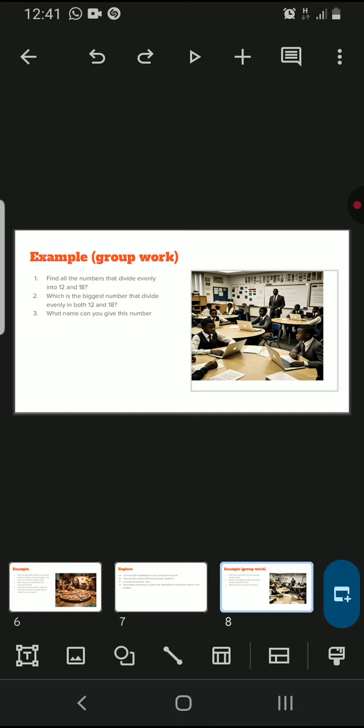Then we ask them for a name. At this stage, the children do not know that we are learning highest common factor. So maybe they will say the biggest number which goes in 12 and 18.